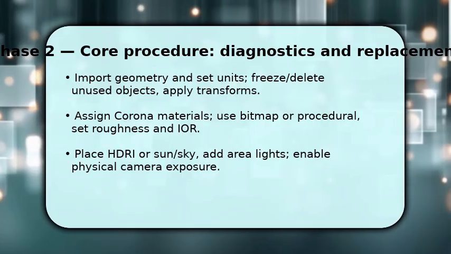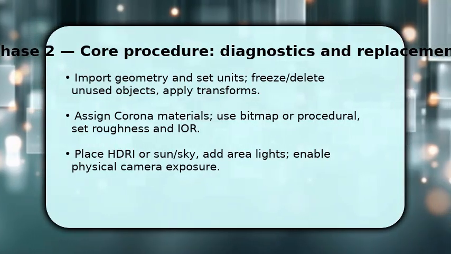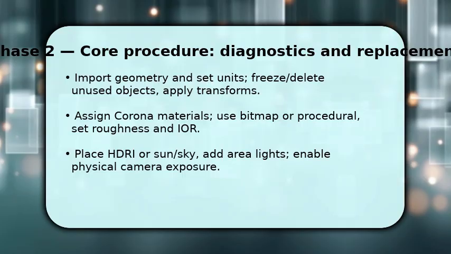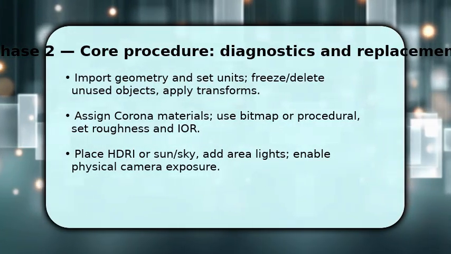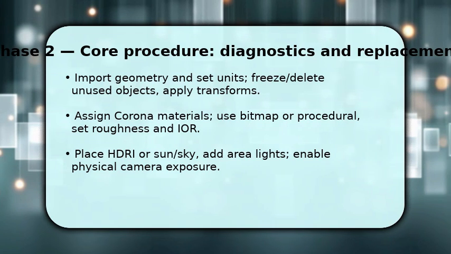Then set up lighting. Use an HDRI for balanced illumination or Corona sun/sky for directional light. Supplement with area lights for fill where needed. Make sure the Corona physical camera is enabled and exposure is tuned.